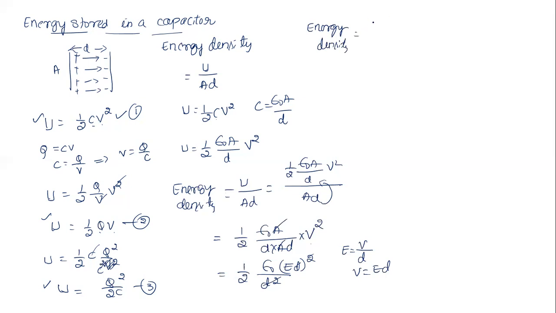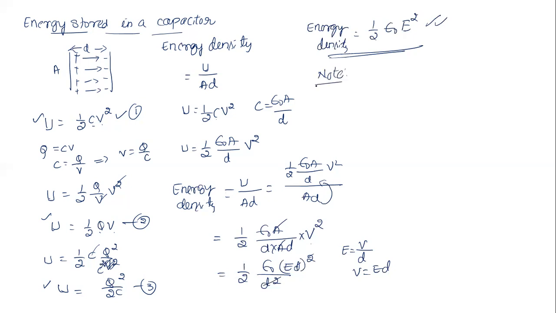Energy density becomes what now? Half epsilon naught E square. So this is the one formula you need to remember in the case of energy density for calculation. Okay, this formula you should remember: half epsilon naught E square. Now look at some important things.